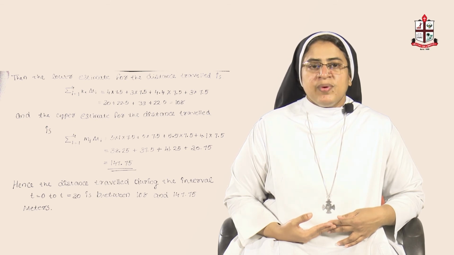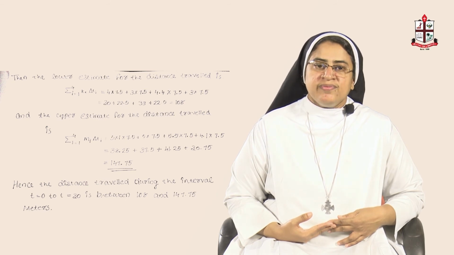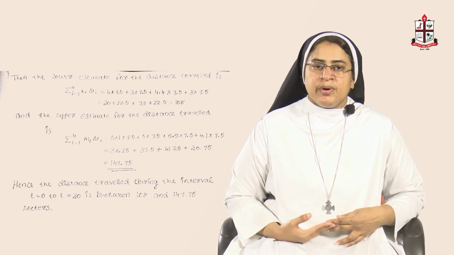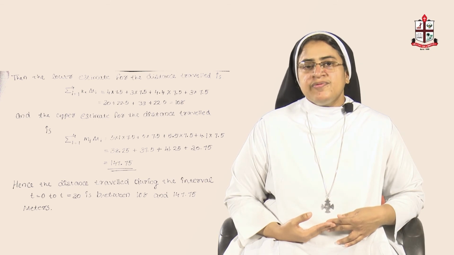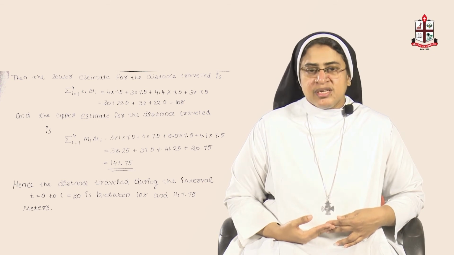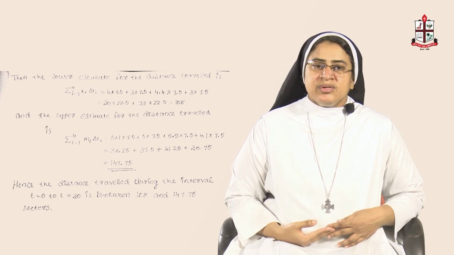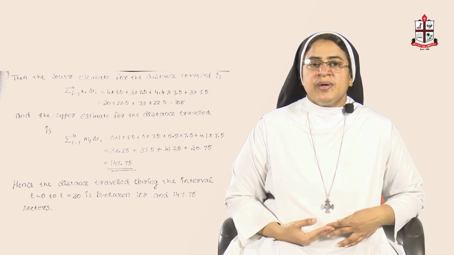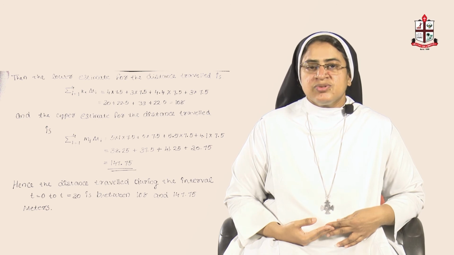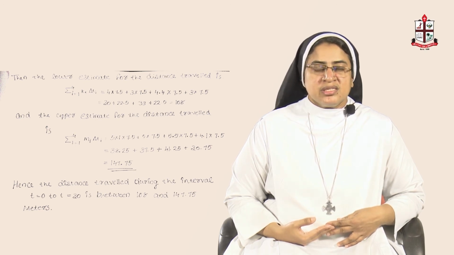So, what is the lower estimate for the distance travelled? Sigma i equals 1 to 4 of ki delta ti. You get 4 into 7.5 plus 3 into 7.5 plus 4.4 into 7.5 plus 3 into 7.5. So, the value is 30 plus 22.5 plus 33 plus 22.5, and when you add all the values, you get 108.